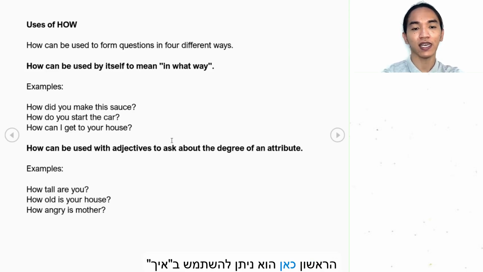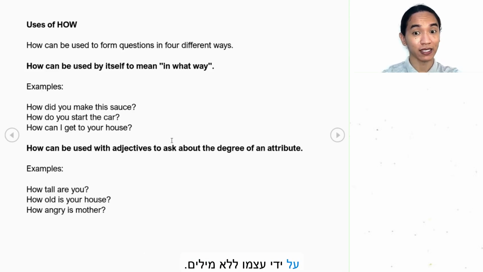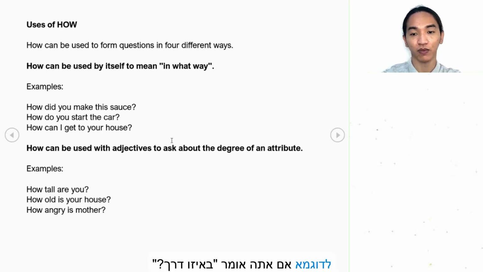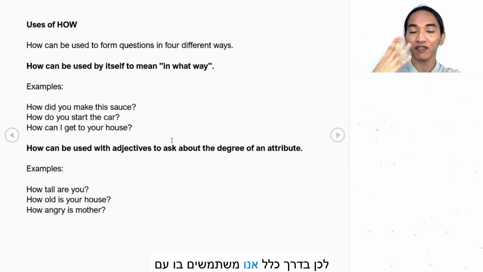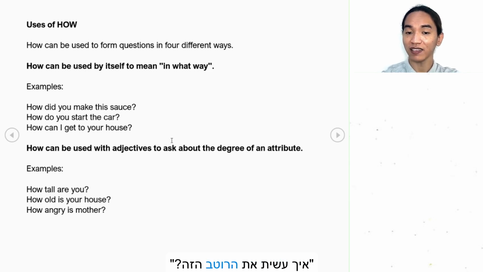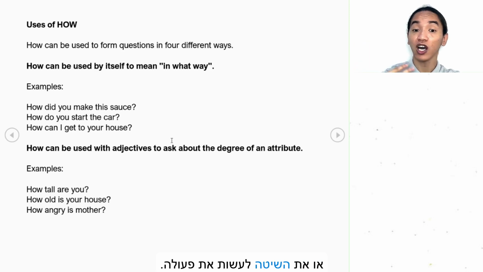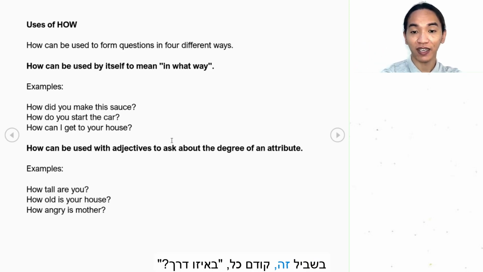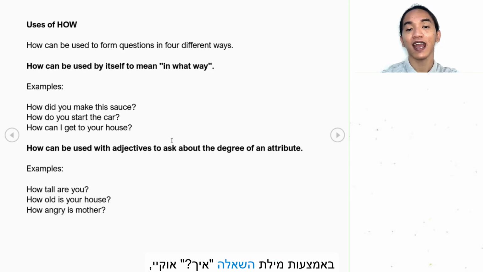Now, the first one here is how can be used by itself, without any words with it, to mean in what way. So normally we use it with a verb or an auxiliary verb. For example, how did you make this sauce? How do you start the car? And how can I get to your house? So we are actually asking the manner or the method of doing the action. So for this one, first is in what way, using the question word how.